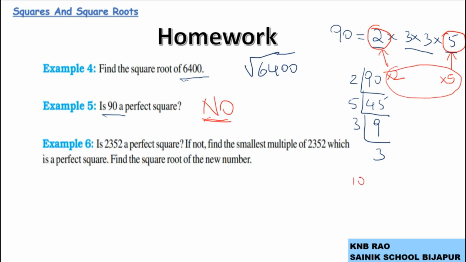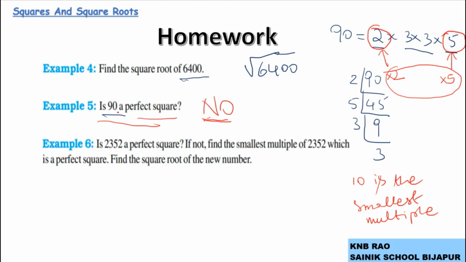So 10 is the smallest multiple that makes 90 a perfect square. So we can answer like this. Through example number 5, I explained to you what to do for example number 6. You do them as homework in your classwork only.